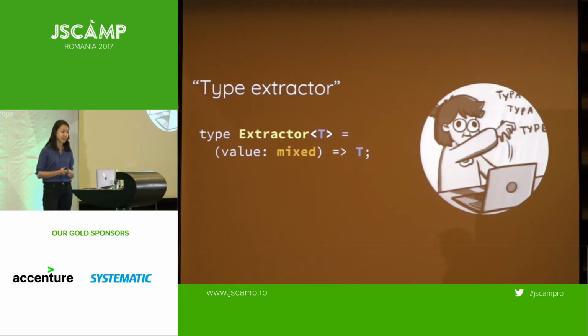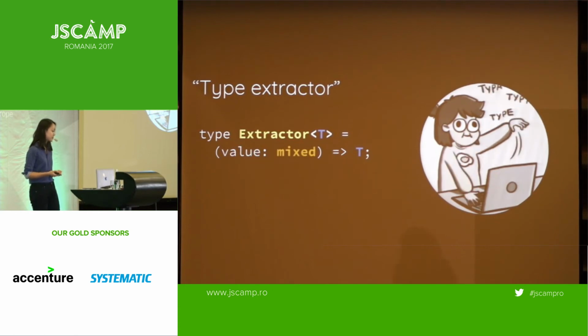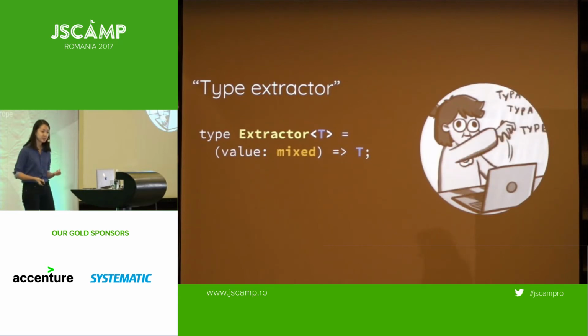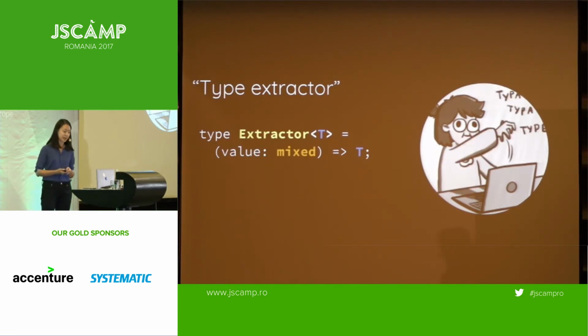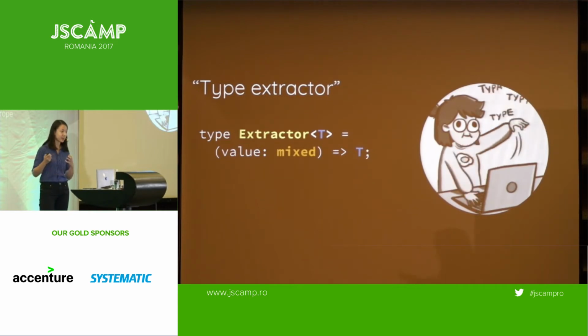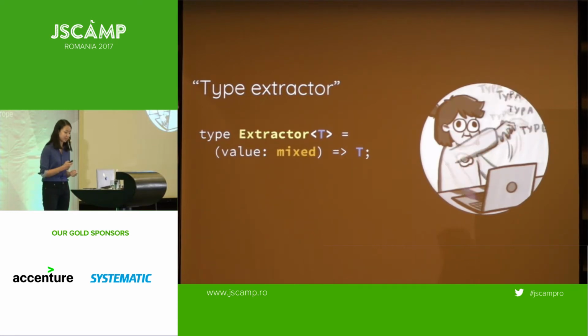Well, we define what we call a type extractor. A type extractor extracts the actual type from an unknown mixed type. In Flow, we can define an extractor as a type constructor. And if you're coming from Java or any other statically typed language, this might look familiar to you. A type constructor is really just a higher order type that creates a new type. It's like a higher order function that returns another function, except this is only available at build time. So the extractor type constructor takes in a type parameter T and returns a function type, saying that this is a type for a function that takes a mixed value and returns a T, which can be anything.